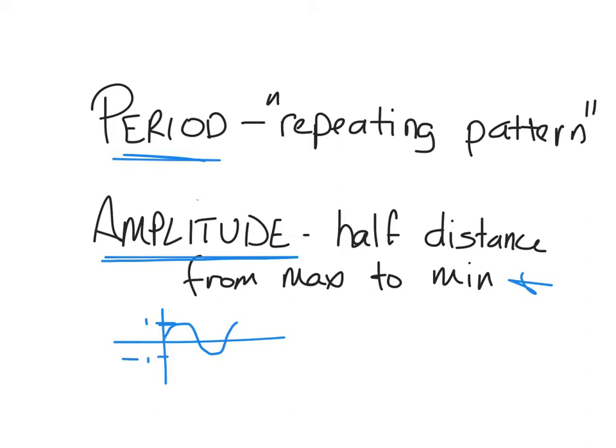Our amplitude has been 1 because from the max to the min is 2. It's 2 from -1 to +1. So half that distance is 1. Or you can look at it like this, from the halfway point up to the top is 1. So the amplitude, two ways to look at it. How far up from the midline does it go? Or half of the distance from minimum to maximum.